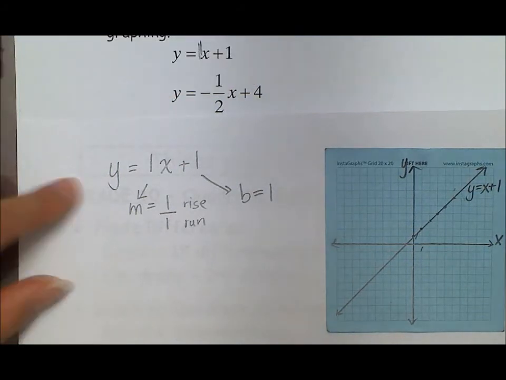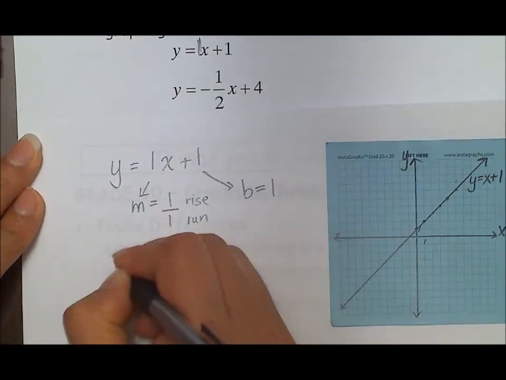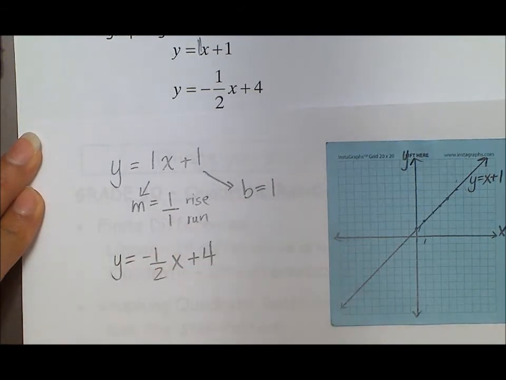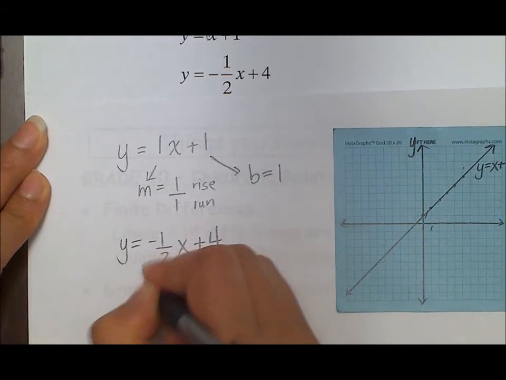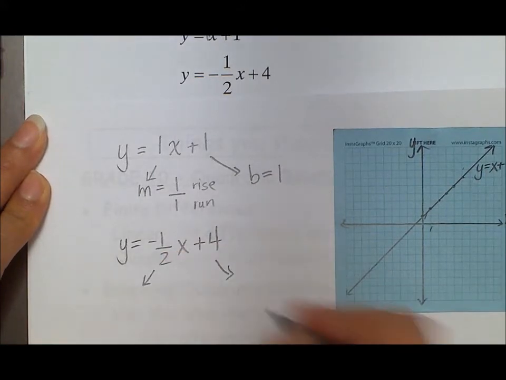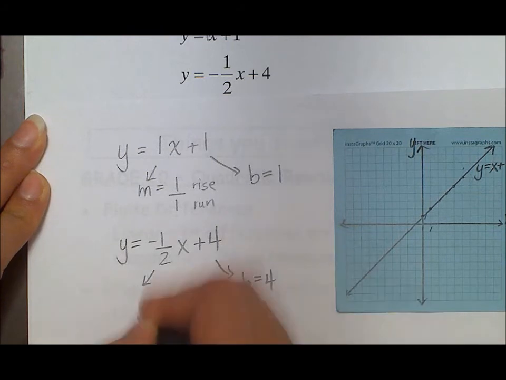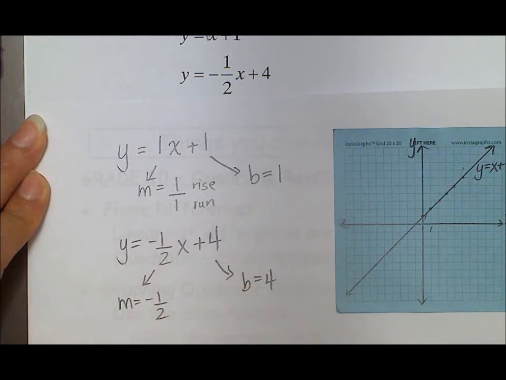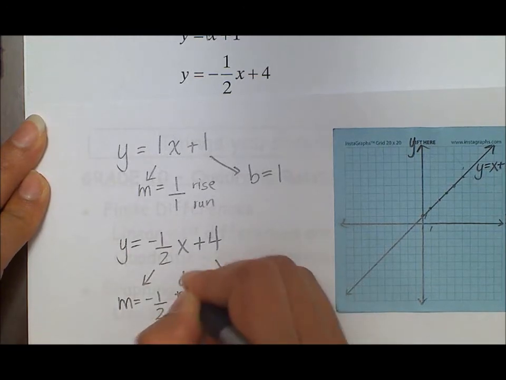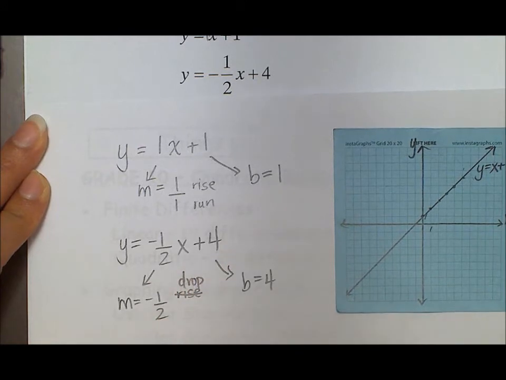Okay, second equation, we have y equals negative 1/2 x plus 4. Again, the coefficient of x represents your slope. The number at the end represents your y-intercept. And so the slope in this case is negative 1/2. And so what that tells me is that I'm going to rise, or really I'm going to drop 1 because it's negative, and then you're going to run across 2.